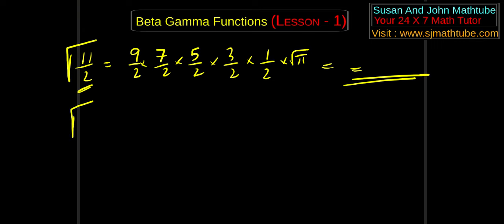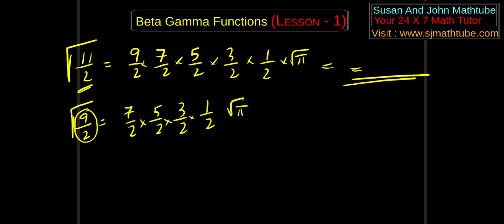Now once more, gamma 9 by 2. What is 9 by 2 minus 1? Yeah, 7 by 2 into 5 by 2 into 3 by 2 into 1 by 2 root pi. Finished. Suppose you want gamma 3 by 2. That's very easy. 1 by 2. Oh, you already reached 1 by 2. Put root pi. Okay. So I hope you understood how to evaluate this.